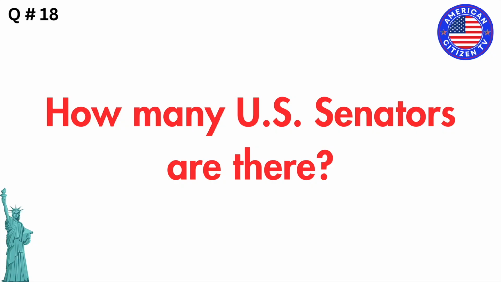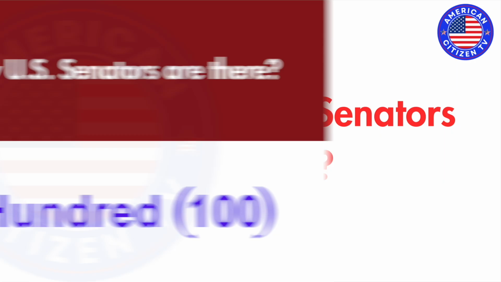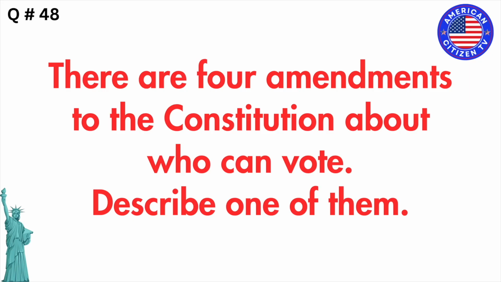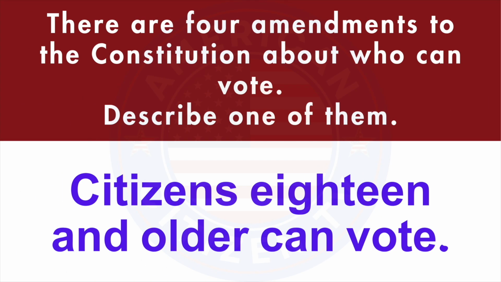How many U.S. senators are there? 100. There are 4 amendments to the Constitution about who can vote. Describe one of them. Citizens 18 and older can vote.